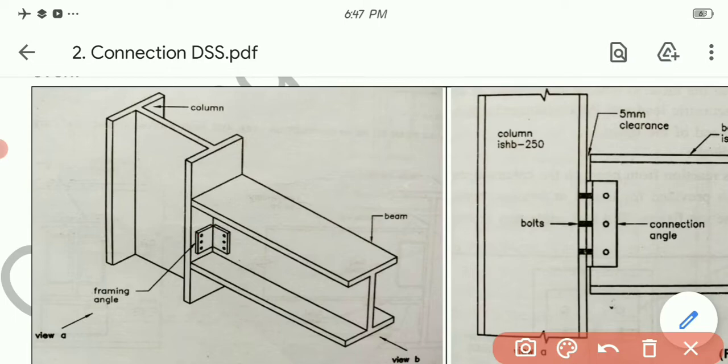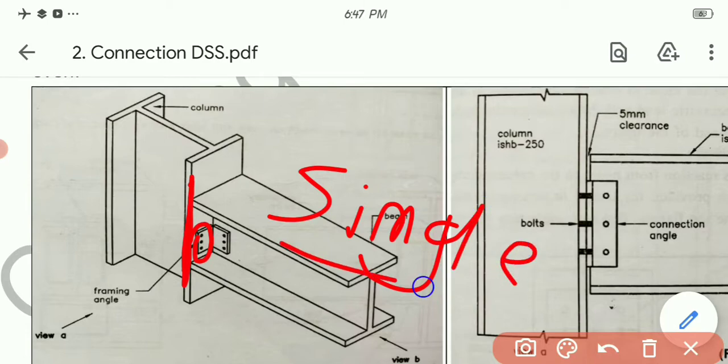So the bolt will be passing from the cleat angle, then this flange of the column. So the bolt will be passing through 2 mediums only. So the bolt will be in single shear here in this one.